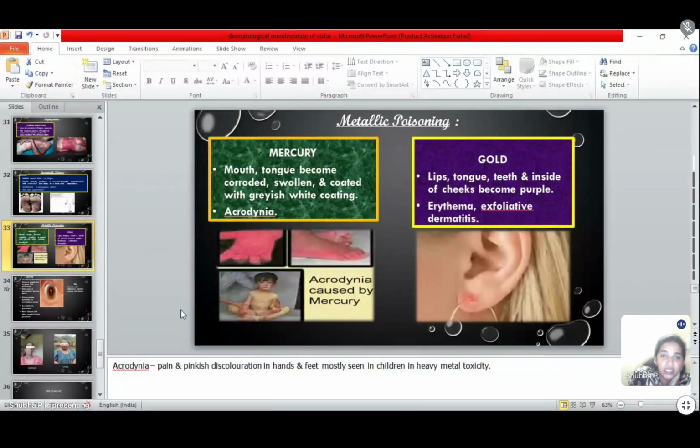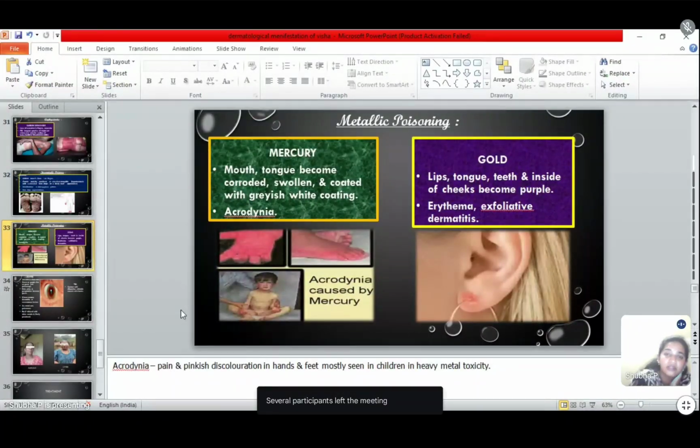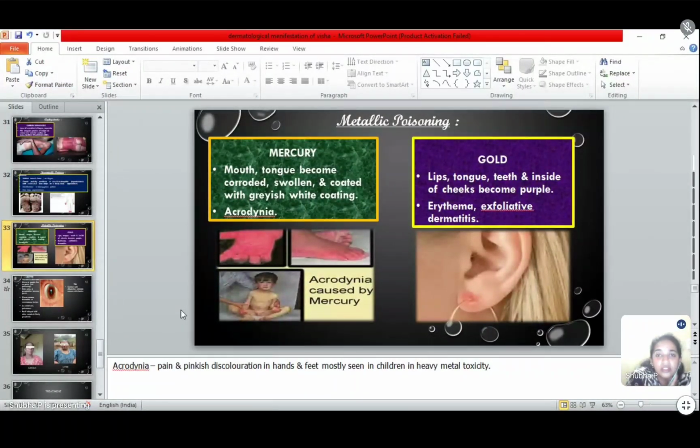Next is mercury. Again, acrodynia, that is pinkish hands, foot, and face. This was a very common presentation earlier. Nowadays, you don't find it, because more consciousness regarding heavy metals is there in the general public.